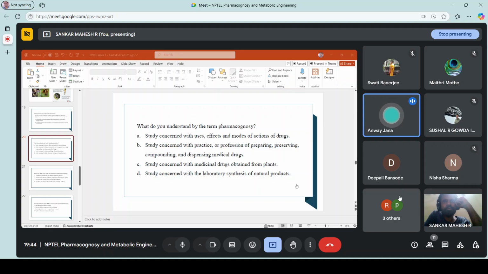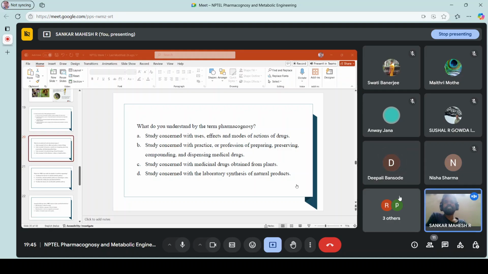I told that option B will be correct, but it's not. That looks more like a pharmacist definition. So we can't really go with option B. Option A is a correct option, wherein we find out the therapeutic uses, its mechanism, and what will be the use. So I think C is also correct actually. It's the study concerned with medicinal drugs obtained from plants, and their uses, effects, and mode of action. Because we cannot synthesize the natural products in the laboratory. So I think A and C.